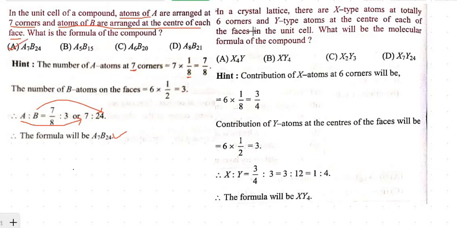Now moving to the second question. In a crystal lattice there are X types of atoms at totally 6 corners. Please note, there are 8 corners generally, but only 6 are occupied, while the Y types of atoms are at the center of each face in the unit cell. So the faces are occupied. What will be the molecular formula of the compound? Very similar to this kind of question.